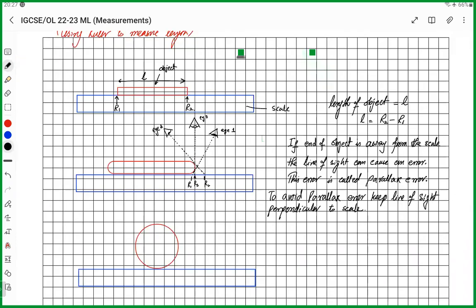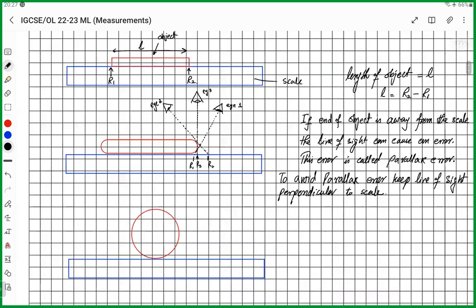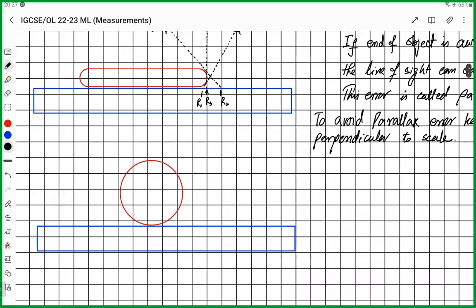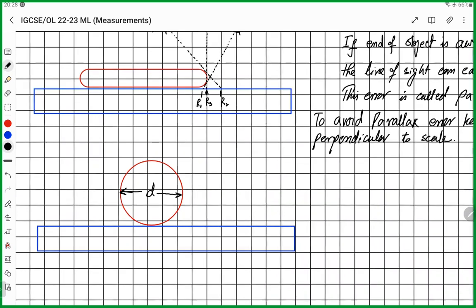So this is a problem, and this problem can be very huge for the third example, because if we have to measure the diameter of this thing, like we need this diameter, how can we now measure this thing?